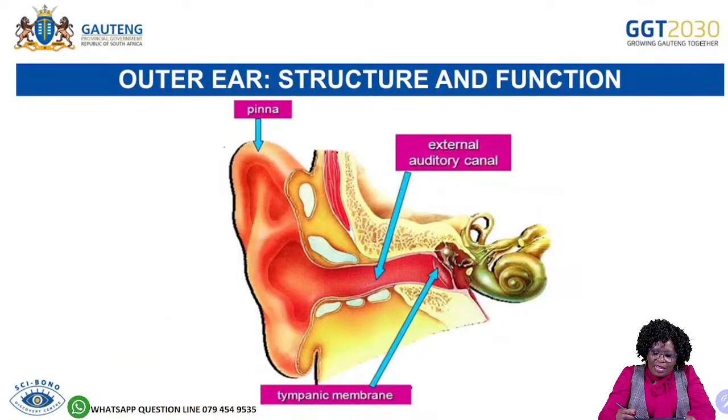When we look at the outer structure of the ear, just remember we've got the pinna, and we've got the tympanic membrane, not the eardrum, as much as we know it as the eardrum, and we've got the auditory canal.